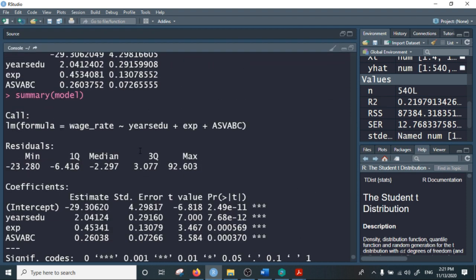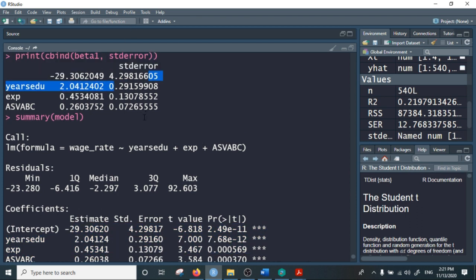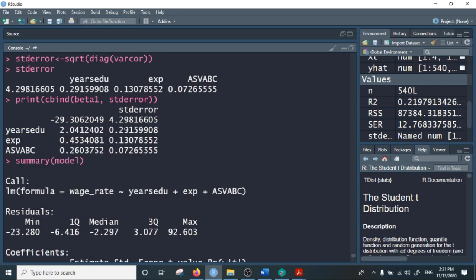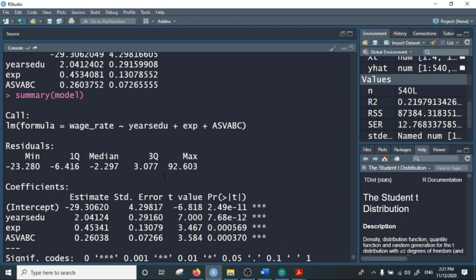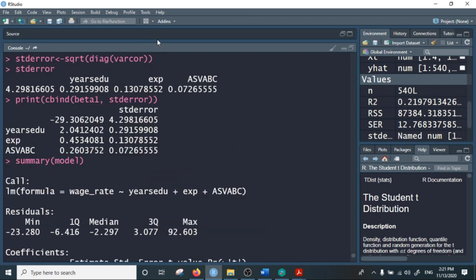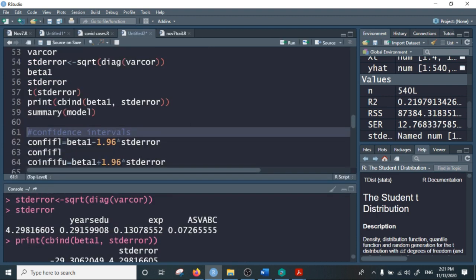We can now compare our coefficients with the coefficients from the built-in function, and the standard error that we have found with the standard error from the inbuilt function. We can see that all the numbers are exactly the same except the rounding digits. So in this way we can find the model coefficients, we can find the R square, we can find the standard error of the coefficients manually.